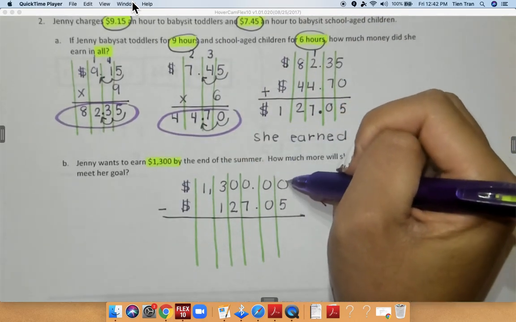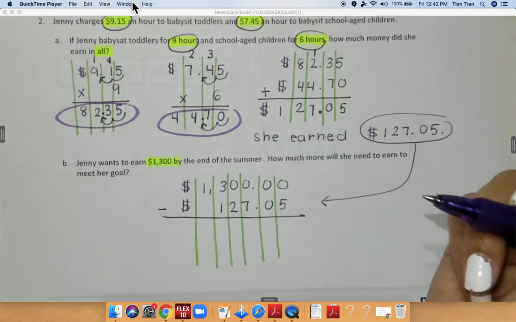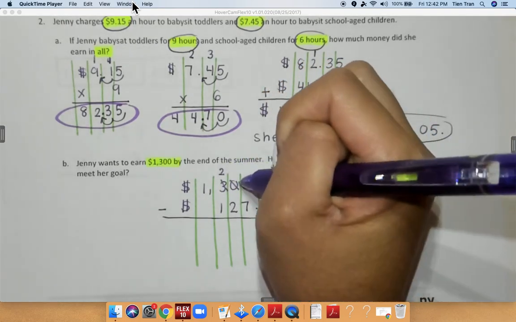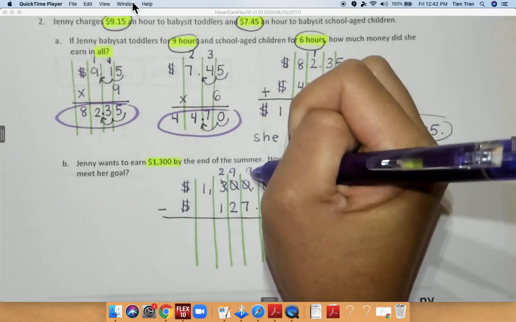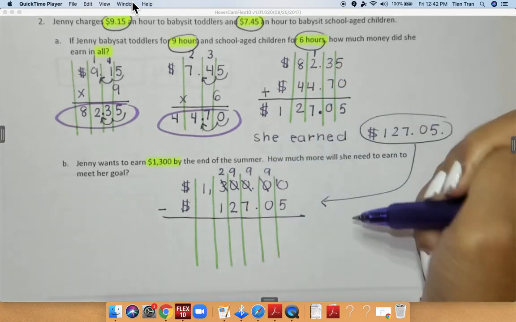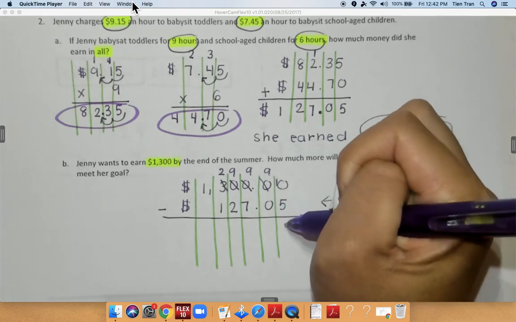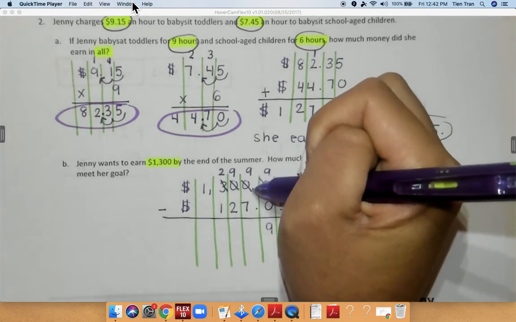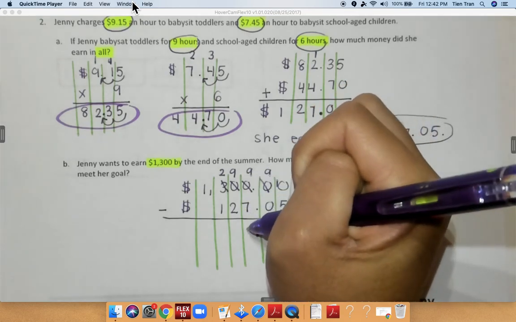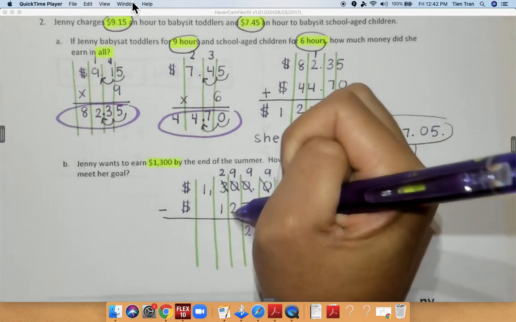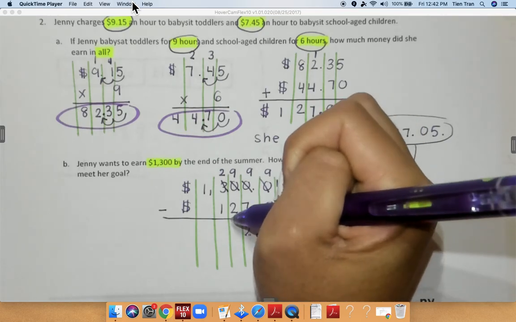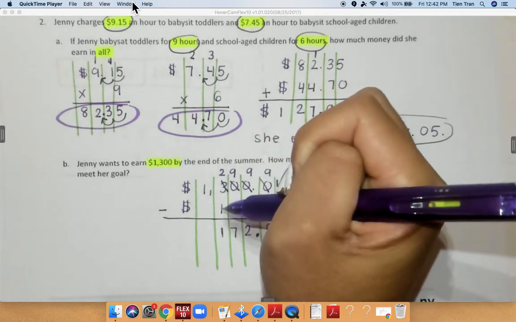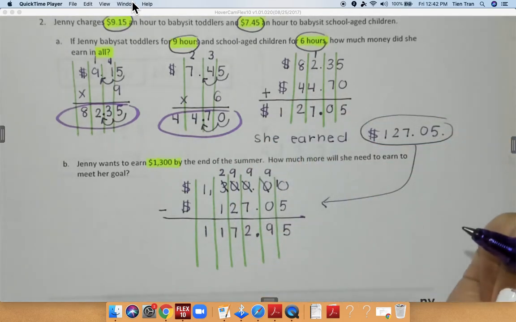I need to regroup because 0 minus 5 is not possible, so I am going to borrow. 3 changes to a 2, 0 changes to 9, 9, 9, but this one changes to a 10. 10 minus 5 is equal to 5, 9 minus 0 is equal to 9. Bring down my decimal, 9 minus 7 is equal to 2, 9 minus 2 is equal to 7, 2 minus 1 is equal to 1, and bring down my 1.